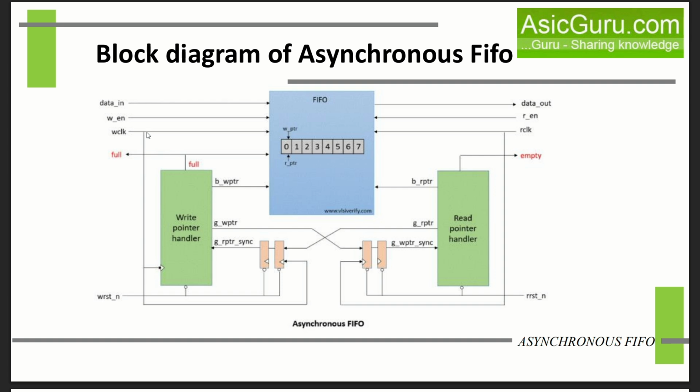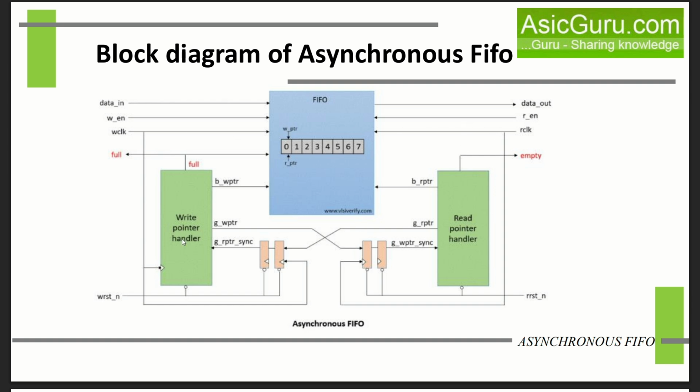Let's see the block diagram of asynchronous FIFO. Here are the control signals of asynchronous FIFO. Here is data in, the data to be written. Data out, data to be read. Read enable, write clock for the write clock domain, read clock for the read clock domain.